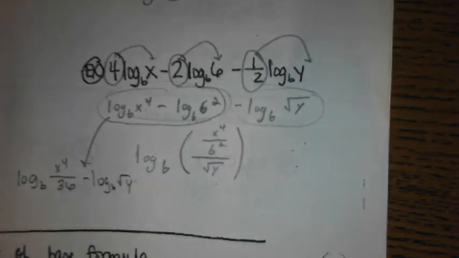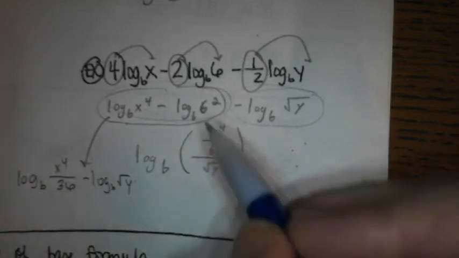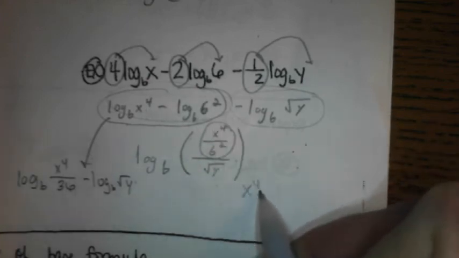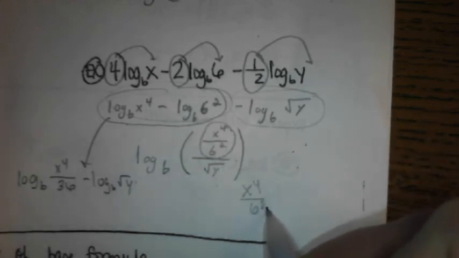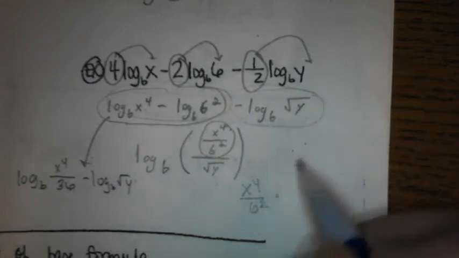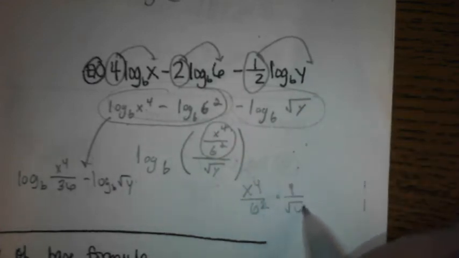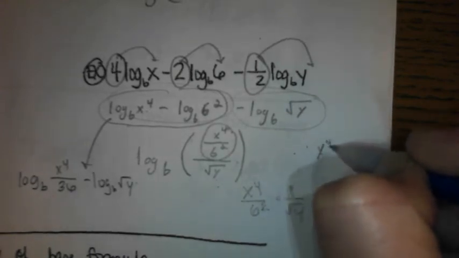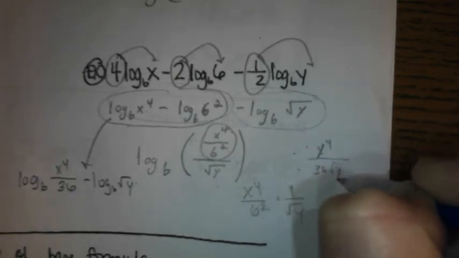The only thing I would say here is that we should not leave complex fractions, right? So fraction divided by a non-fraction, we're going to keep, change, and flip root y into 1 over root y. So it'll just be x to the 4th over 36 root y.